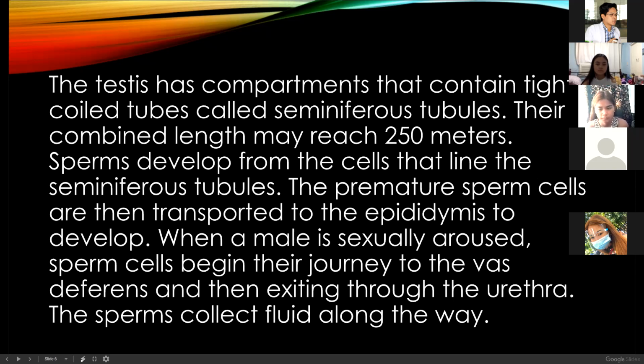But in the journey, they will encounter a lot of obstacles. And remember that sperm cells have limited energy. They are powered by the flagella or flagellum. Remember the flagella and flagellum? Flagella is plural, flagellum is singular.